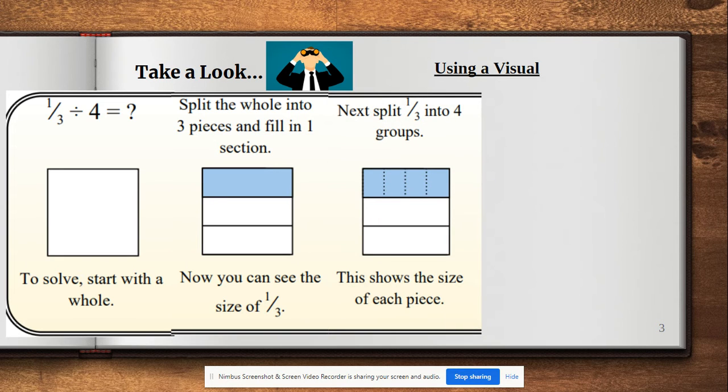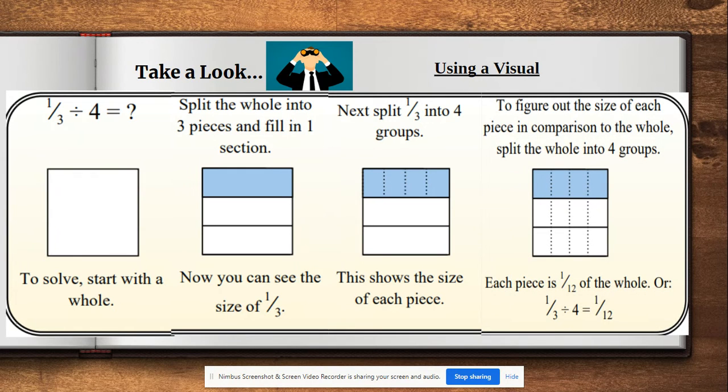Then you split the 1/3 into 4 equal groups. Again, you're dividing 1/3 by 4. So you're going to split the third into 4 equal groups. Therefore, this shows the size of each piece. And you can draw the line straight down. To figure out the size of each piece compared to the whole, you split the whole into 4 groups. So each piece, if you count in that entire whole we have separated, is 1/12. Each is 1 out of 12 pieces. So 1/3 divided by 4 equals 1/12.